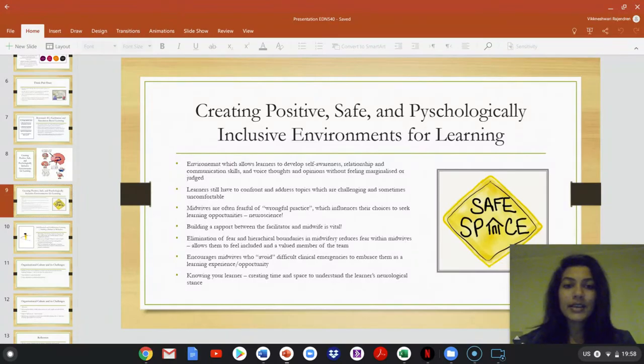It's about building a rapport with your learner, getting to know your learner and giving them value and letting them know that they're an accepted member of the team and their contribution is important to the organization. Trying to break down the hierarchical barriers is so important because you don't want your learner to be fearful or intimidated by the environment that they're learning in.